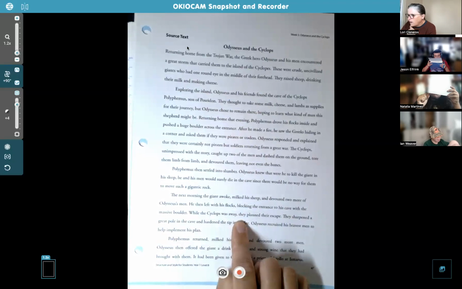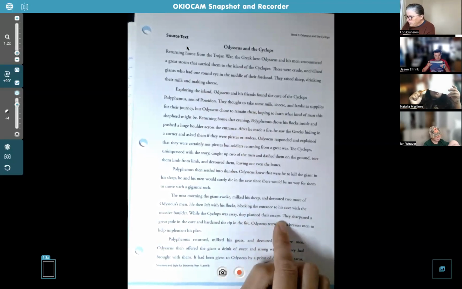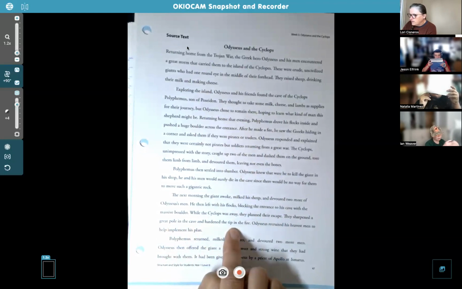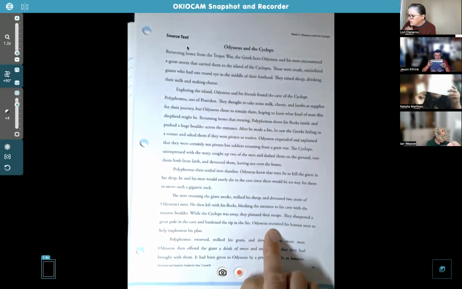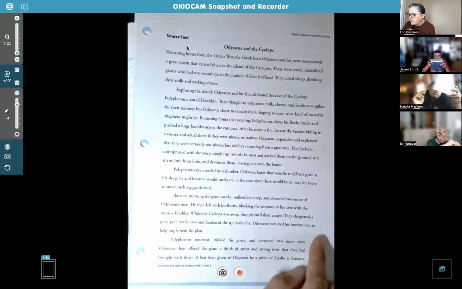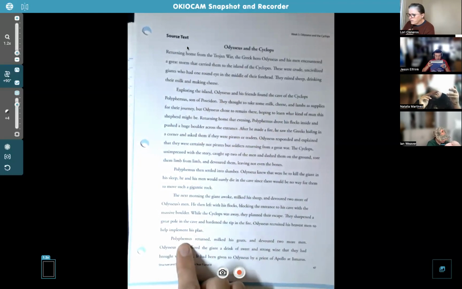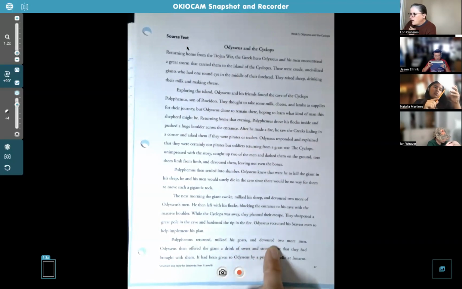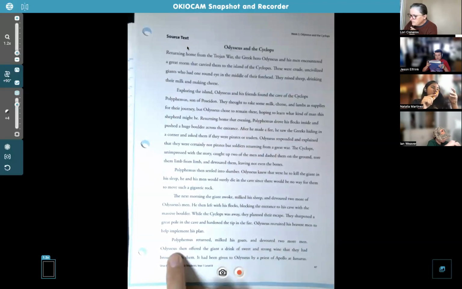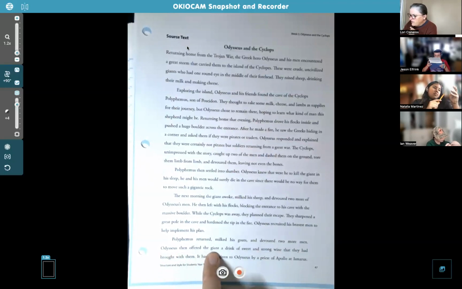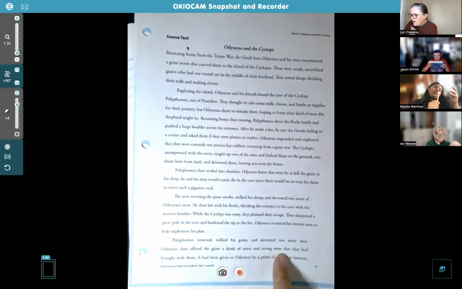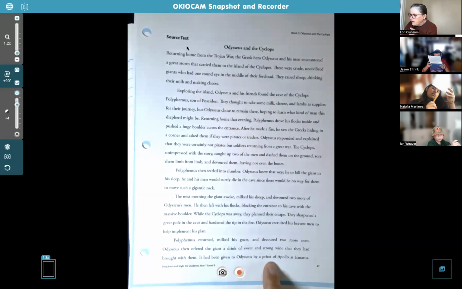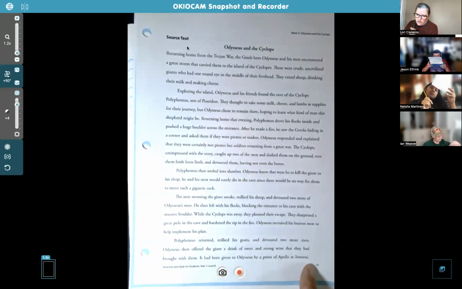While the Cyclops was away, they planned their escape. They sharpened a great pole in the cave and hardened the tip in the fire. Odysseus recruited his bravest men to help implement his plan. Polyphemus returned, milked his goats, and devoured 2 more men. Odysseus then offered the giant a drink of sweet and strong wine that they had brought with them. It had been given to Odysseus by a priest of Apollo at Ismarus.